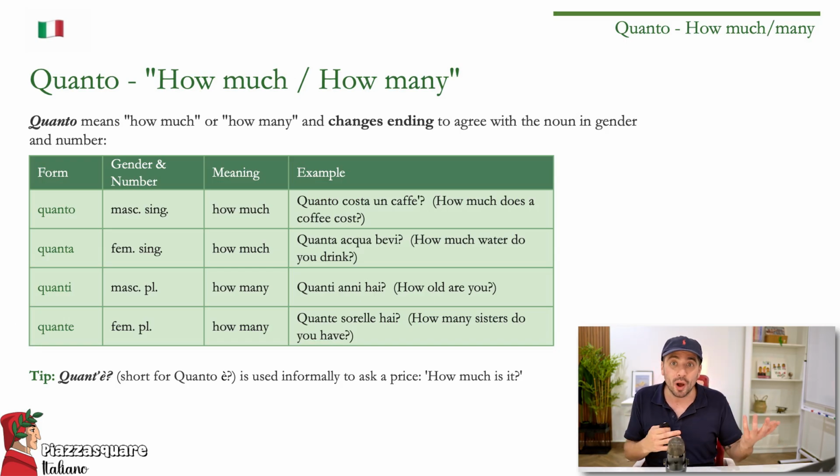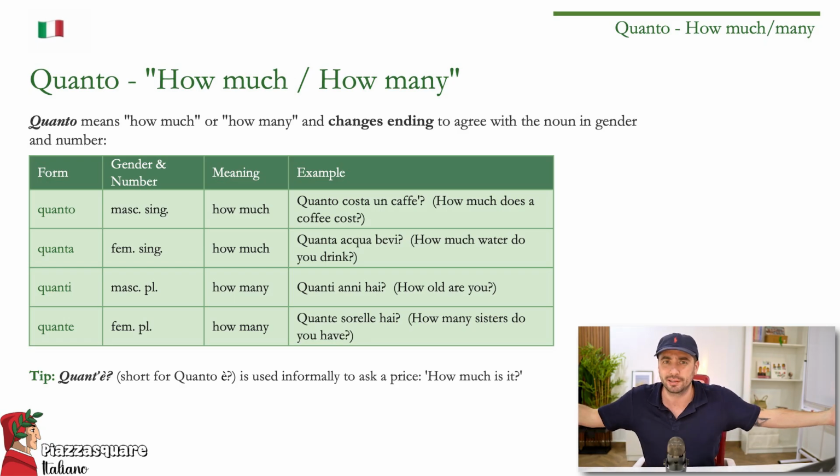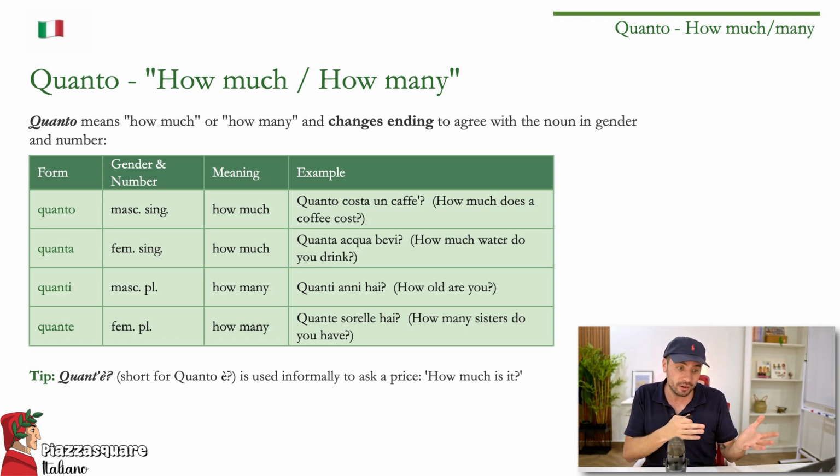Use quanto or quanta when asking about an uncountable amount. For example, mass nouns or a quantity in the singular. Use quanti or quante when asking how many of countable items, plural things. Essentially, quanto behaves like an interrogative adjective that must match the thing you are asking about in gender and number. It can also stand alone as a pronoun when the noun is understood from the context, especially common with quanto meaning how much.